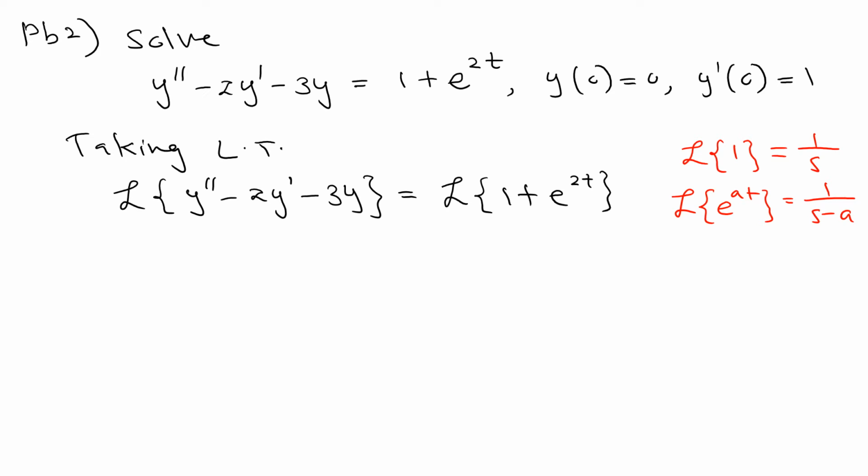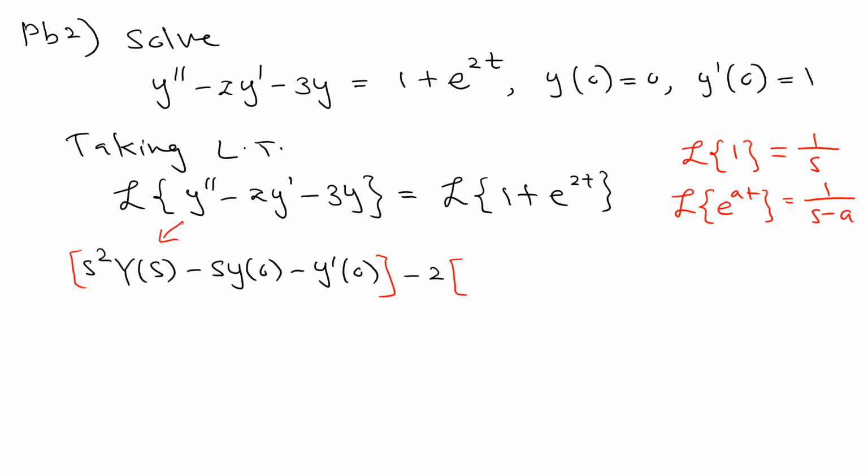We can take the conditions first. So if you expand this one, now you can write the first one. The second derivative is going to give you s squared Y(s) minus s y(0) minus y prime(0). That's what the formula says. This is how it always looks. So that's the first term, y double prime. Let's go to the second term, which is minus 2. We normally write this outside. So let's start writing the second one. The second one is s Y(s) minus y(0). That's the second term.